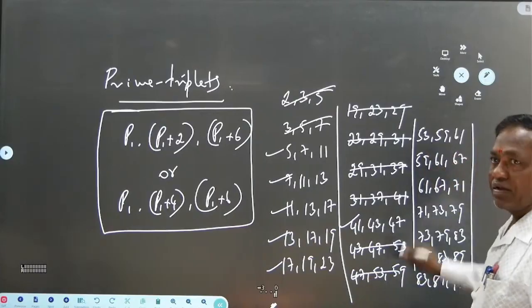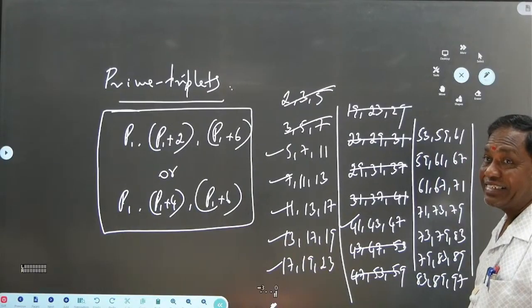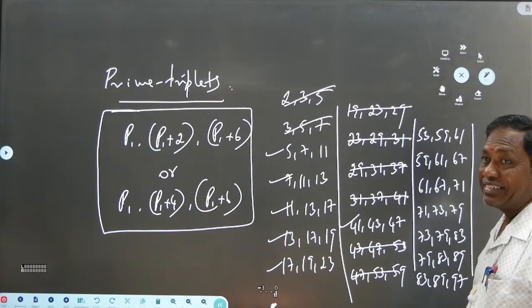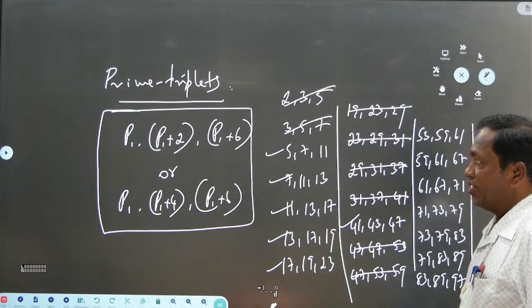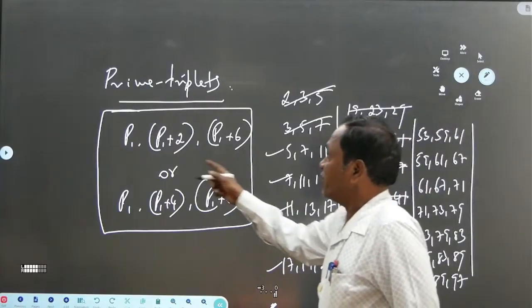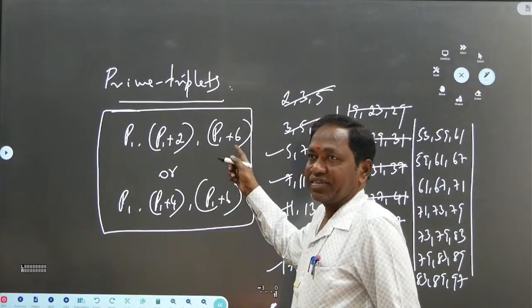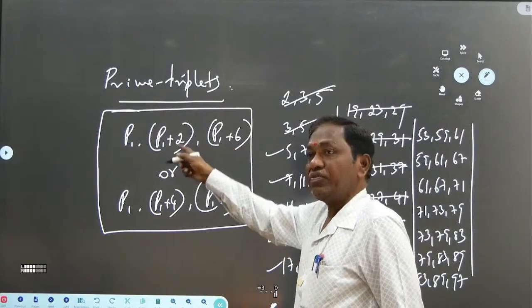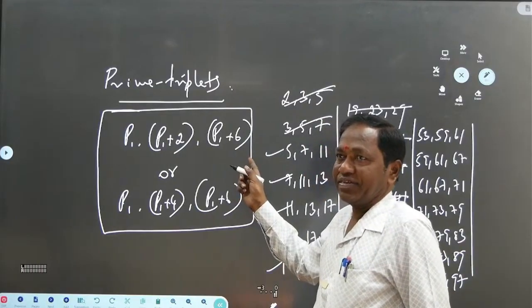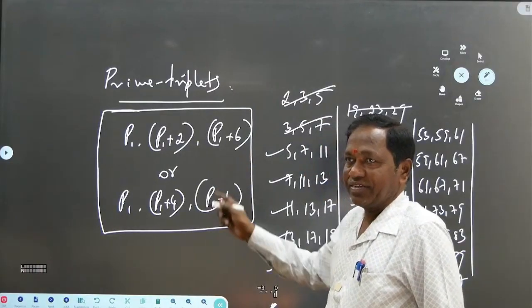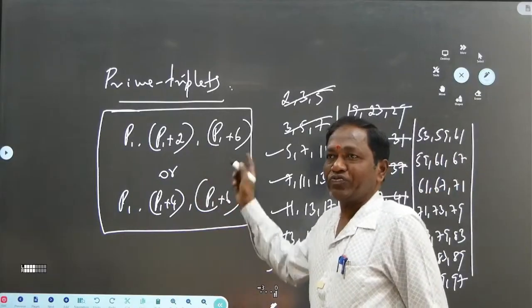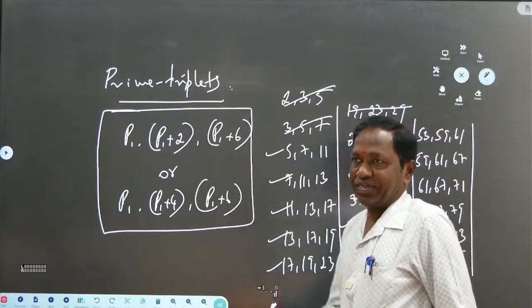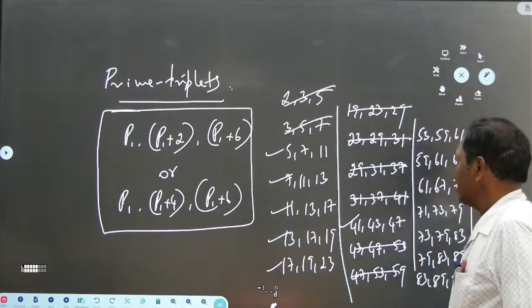Sir, in the definition, why is P1 plus, no, if you take for P1 the difference is 6. From here if you see, the difference is 4. It's a very funny definition. That's why I say it is plus 2 plus 4 or plus 4 plus 2. That's easier.